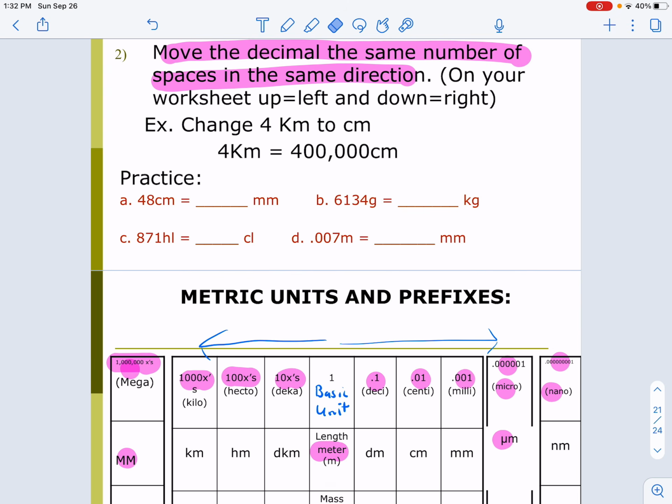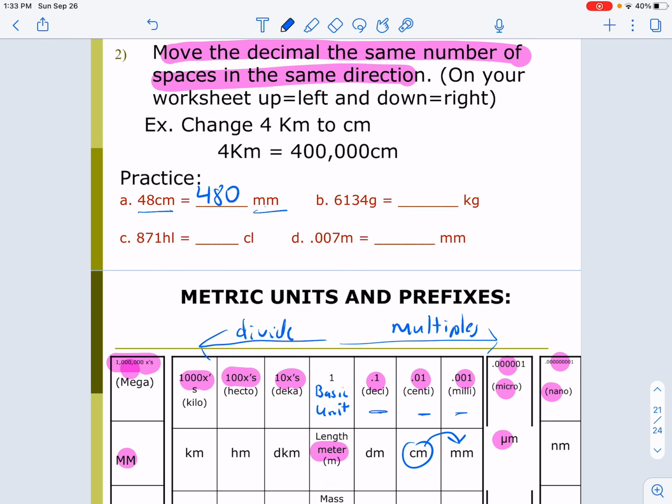The first one we have is 48 centimeters, and I want to change that to millimeters. So I'm at centimeters, and I want to go to millimeters. The rule states I move the decimal the same number of spaces and in the same direction. So I count the number of places, I moved it 1, so that number would be 480 millimeters. The other way you can think about it is that these are multiples of 10. So when you're going to the right, you're multiplying by 10, and you can divide by 10s going the other direction. Here's 10, here's 100, here's 1,000. So each unit we go across is 10 times that amount.